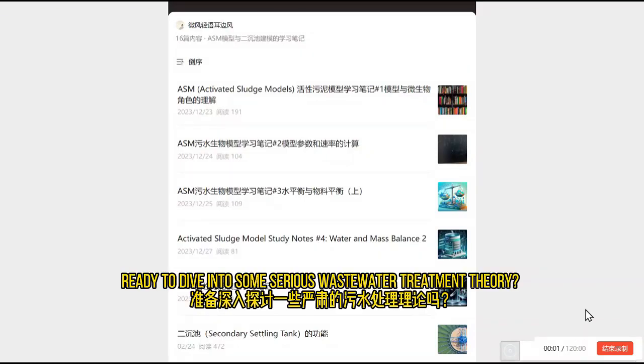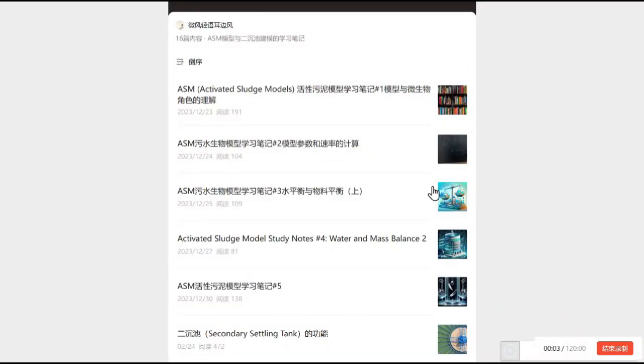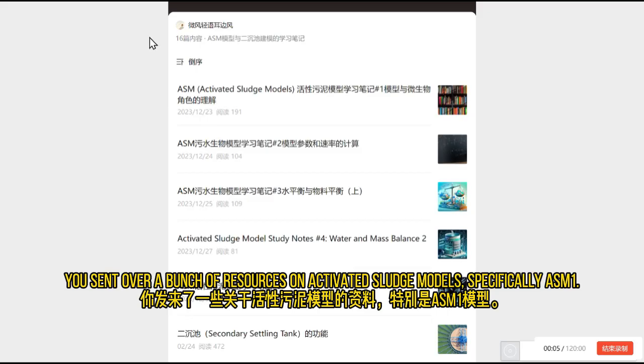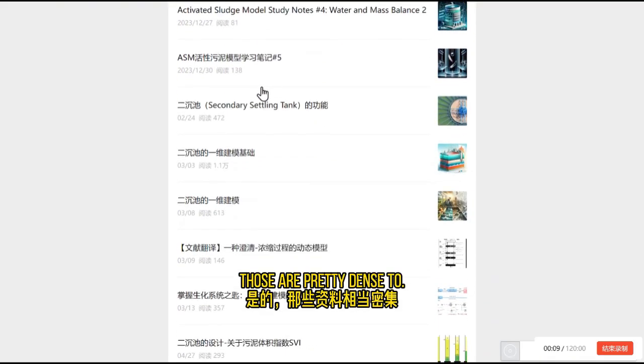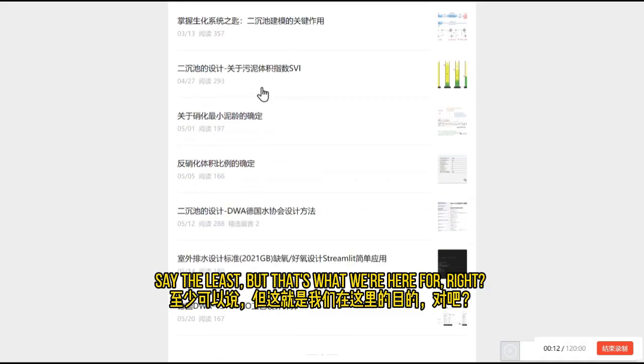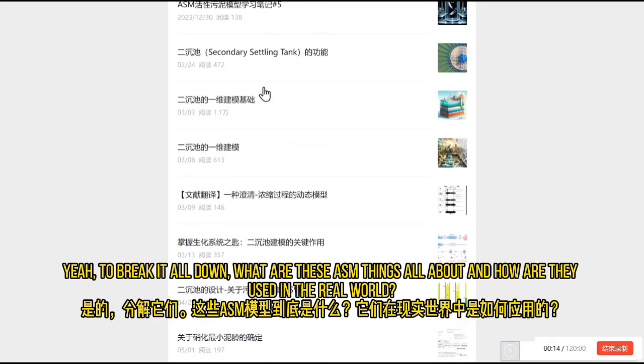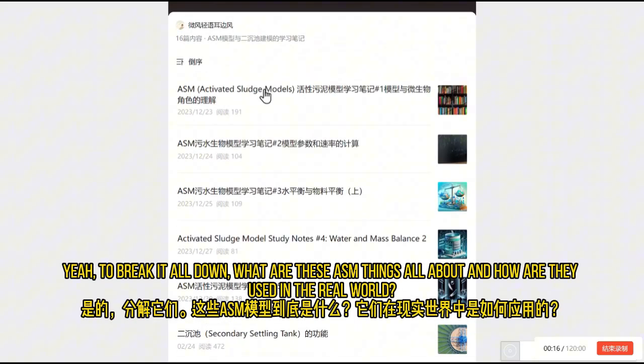Dive into some serious wastewater treatment theory. Let's do it. You sent over a bunch of resources on activated sludge models, specifically ASM1. Yeah, those are pretty dense, to say the least. But that's what we're here for, right? Yeah. To break it all down. What are these ASM things all about? And how are they used in the real world?